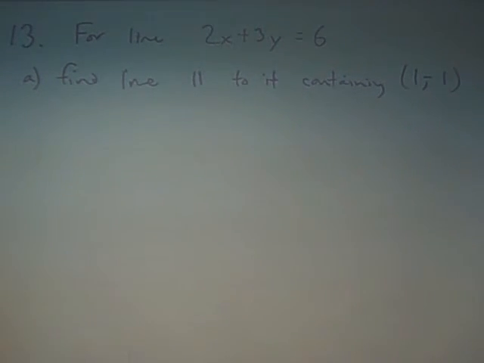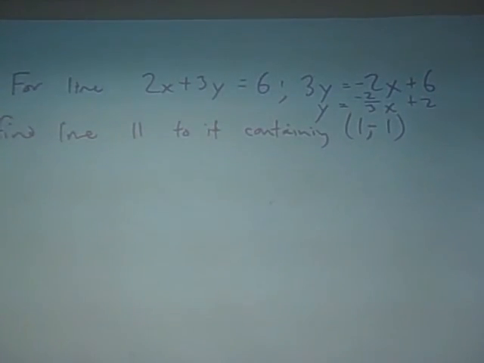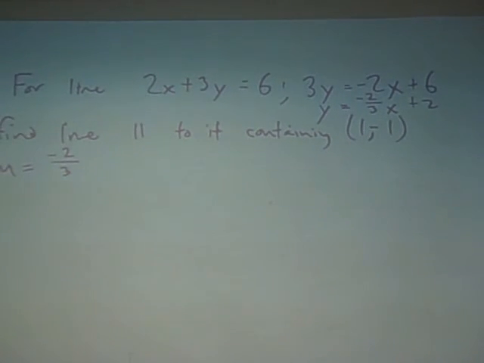And number 13, we're using the line 2x plus 3y is equal to 6. What we may want to do is write that in slope-intercept form first. So 3y is equal to -2x plus 6. And then we'll go ahead and divide by 3. So y is equal to -2/3 x plus 2. So the slope of that line is -2/3. If we want to write the line that's parallel to that, the slope will also be -2/3 because parallel lines have the same slope.